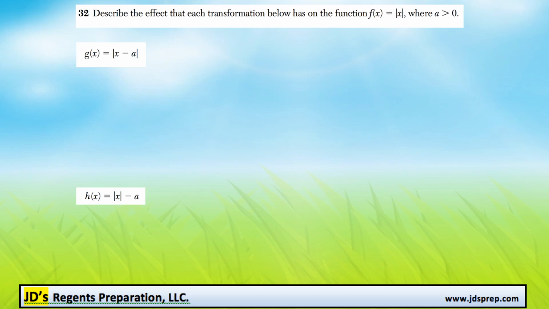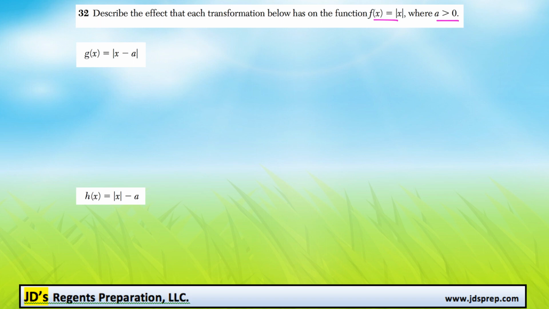This is problem number 32 from the June 2017 Algebra Regents exam. Describe the effect that each transformation below has on the function f of x equals the absolute value of x, where a is greater than 0. In other words, it's positive.